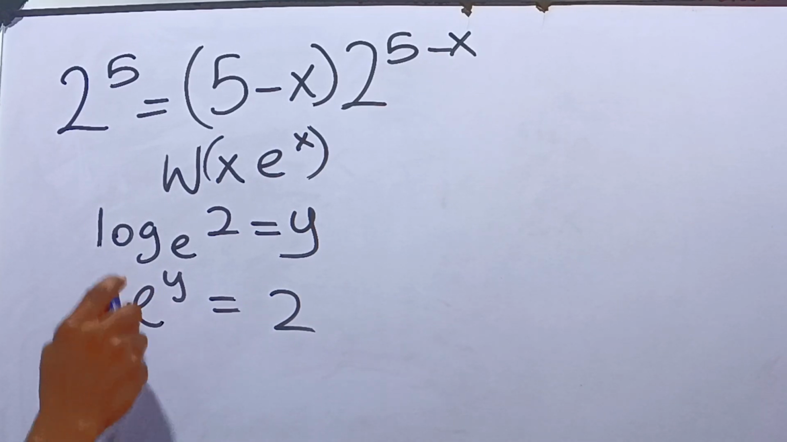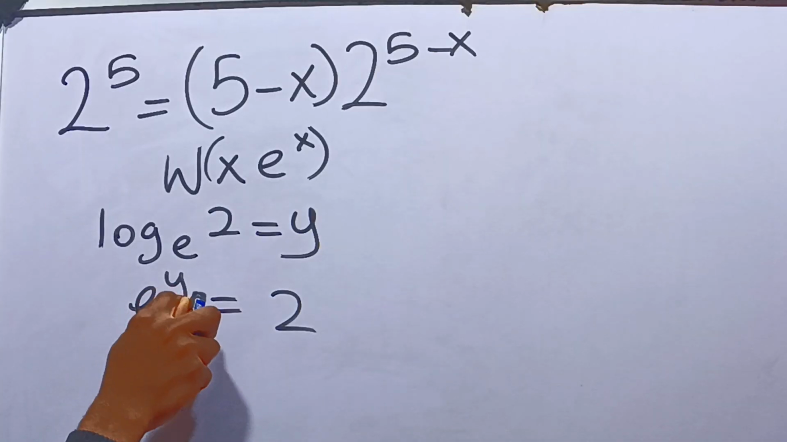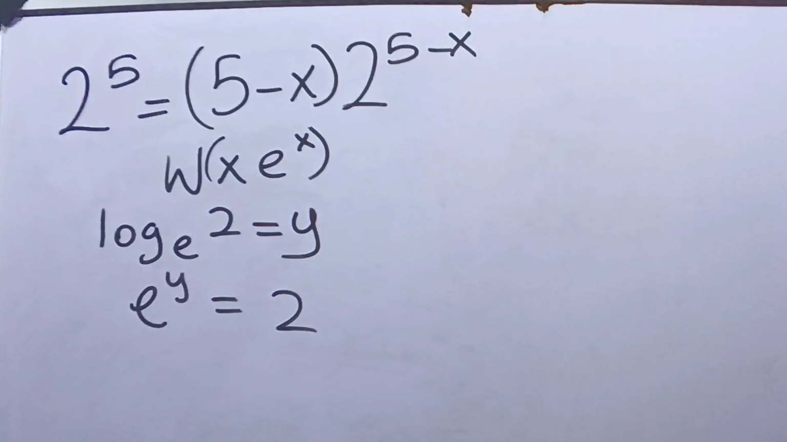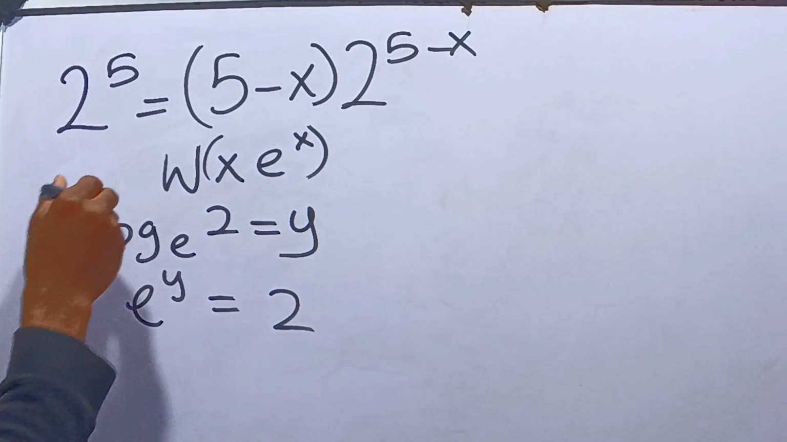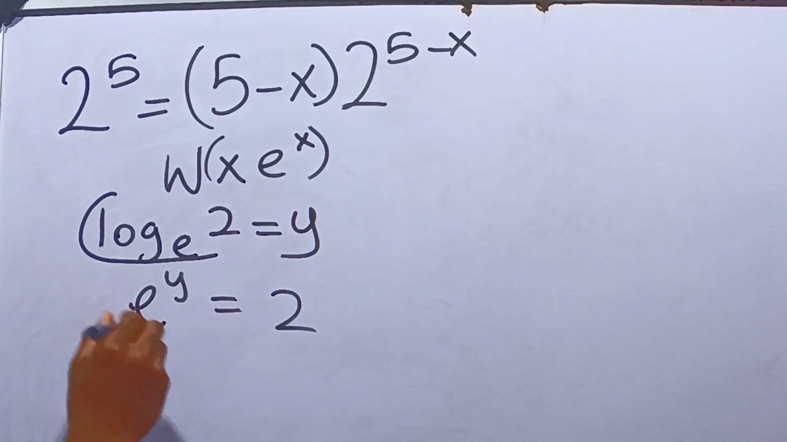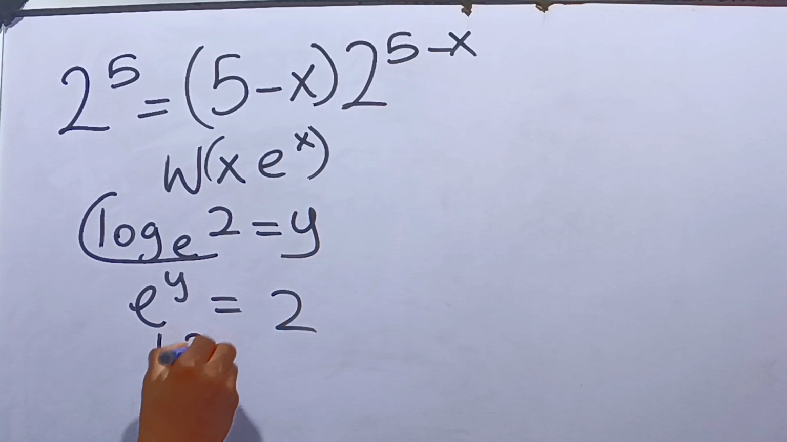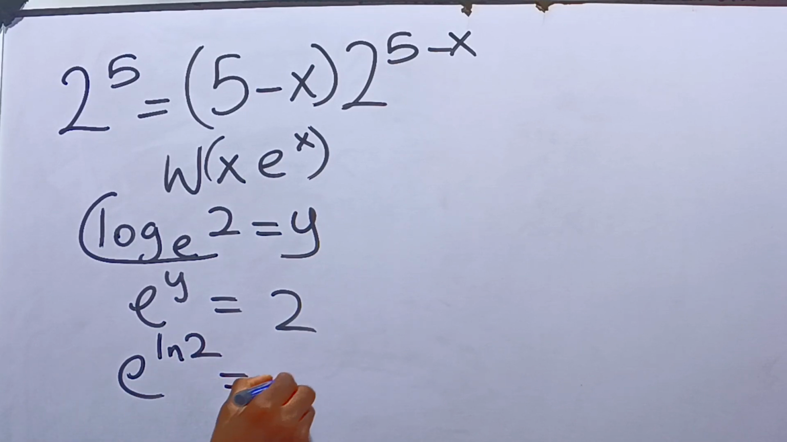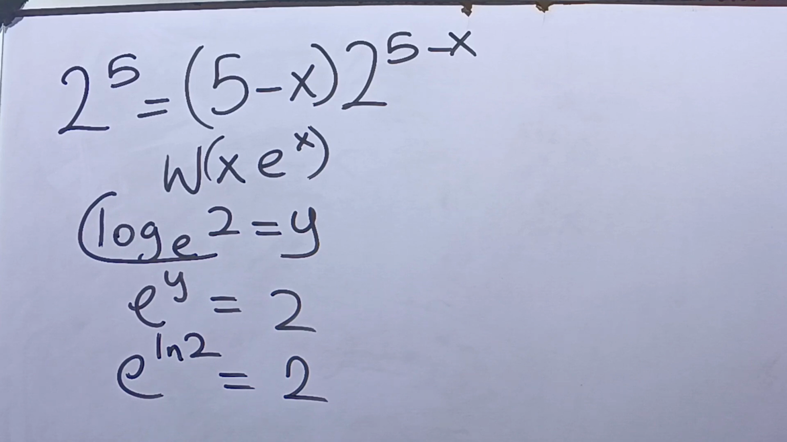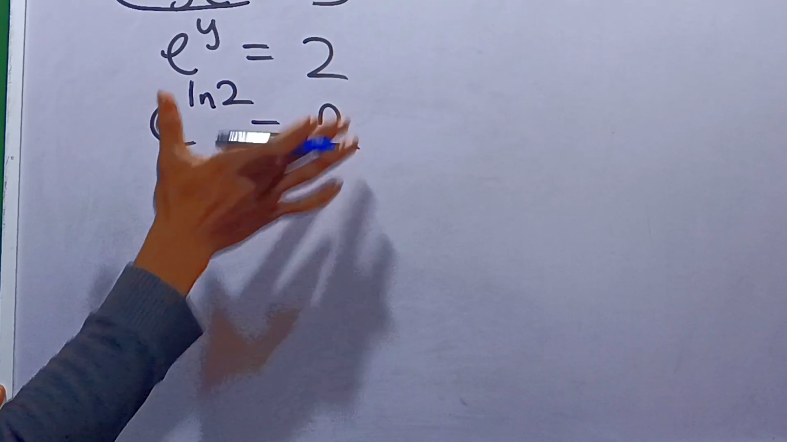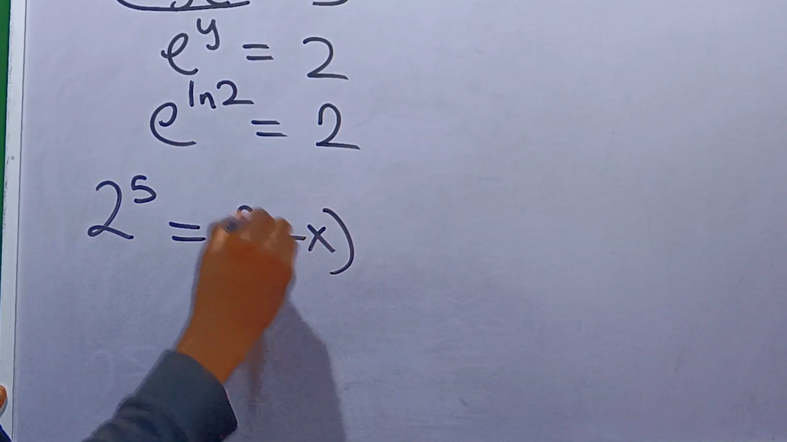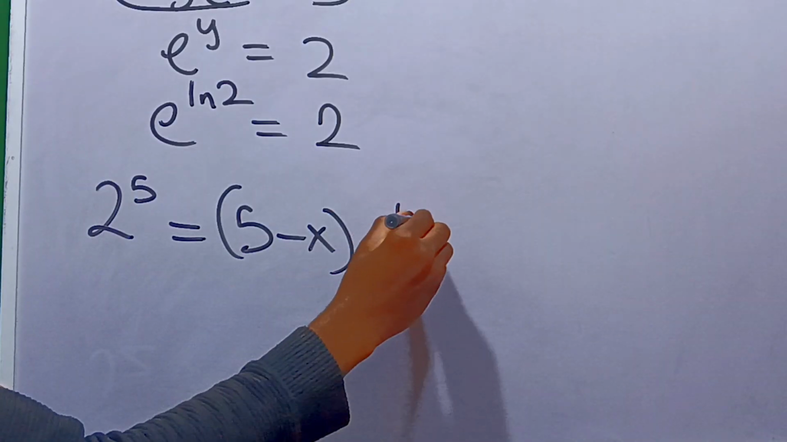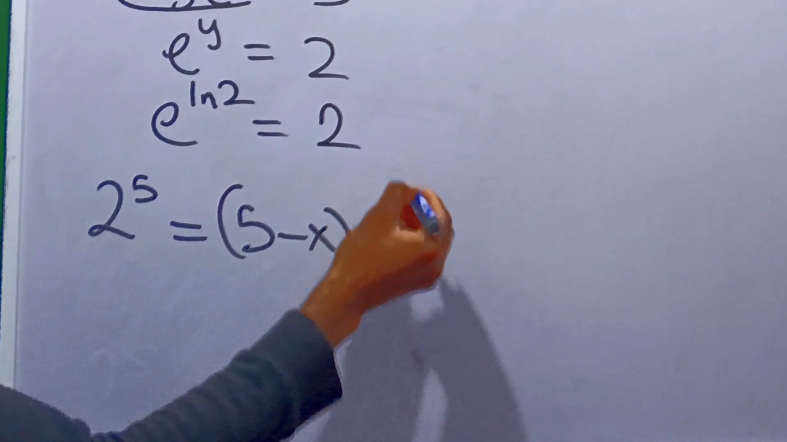What this implies is that e raised to the power y, where y is log of 2 to base e, so we can replace y with log of 2 to base e. This same log of 2 to base e is also expressed as ln of 2. So we have e raised to the power ln of 2 equal to 2. Using this, we can replace 2 with e raised to the power ln of 2. So we have 2 raised to the power 5 equal to 5 minus x multiplied by e raised to the power ln of 2, all raised to the power 5 minus x.